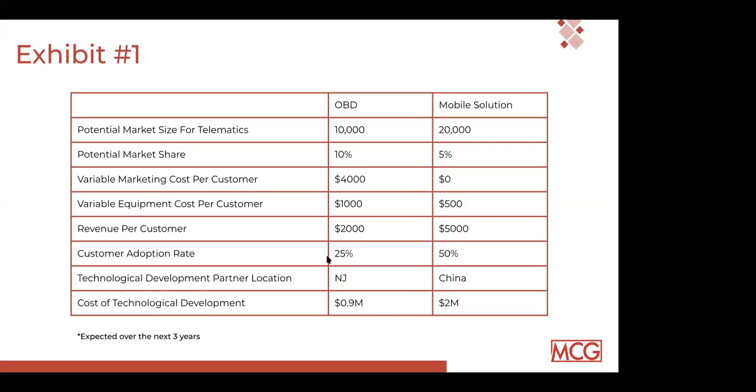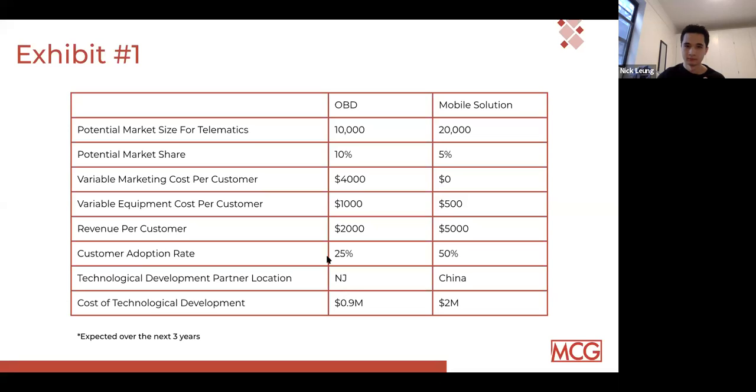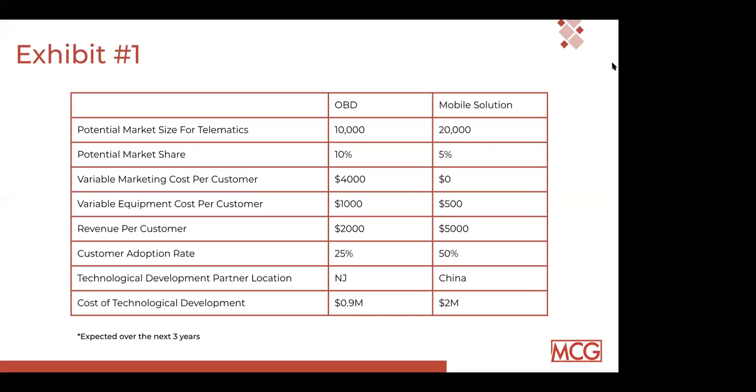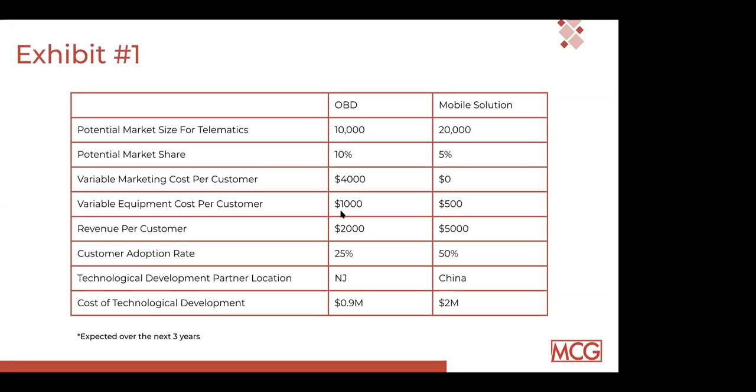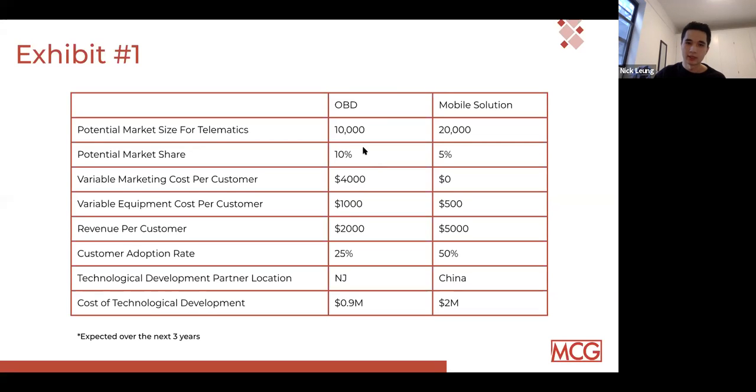That would be, I believe, multiplying the market size by market share, which would get us 1,000 specifically for OBD for auto drivers, and then you would multiply that by the revenue per customer, which would get you 2 million, and then multiply that by the customer adoption rate, which will get you 500,000. Perfect, that's exactly how you do it. What I would say is you could also do 10,000 times 10% times 25%, just so you get the number of people that are adopting the solution from auto drivers.